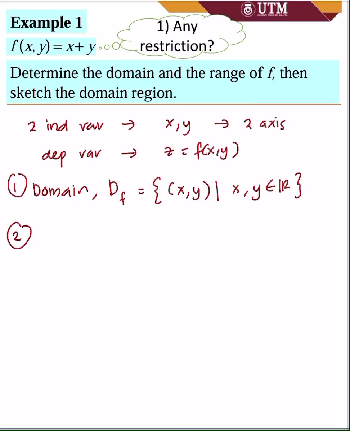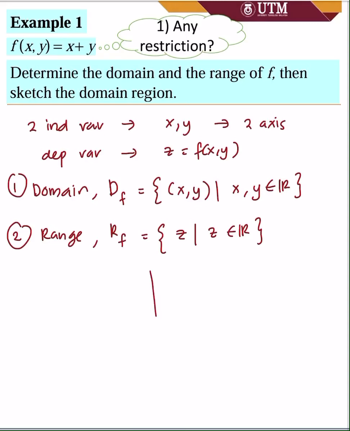If we look at the graph, is there any restriction on z as well? The range, R f, we define as this. What is the variable inside the f? Yes, it is z. So for this case, z also can be any real number. There is no restriction for that.